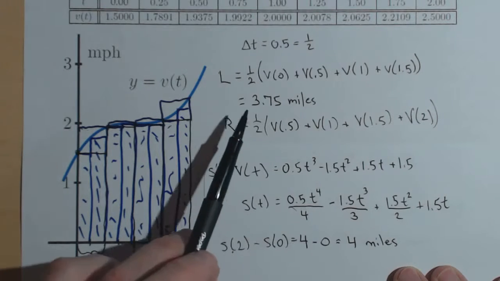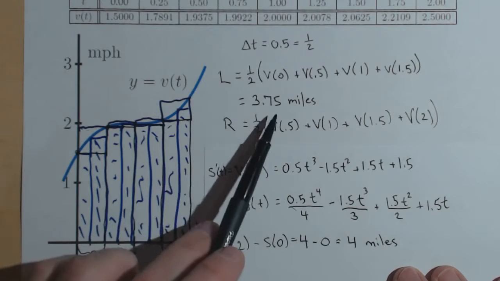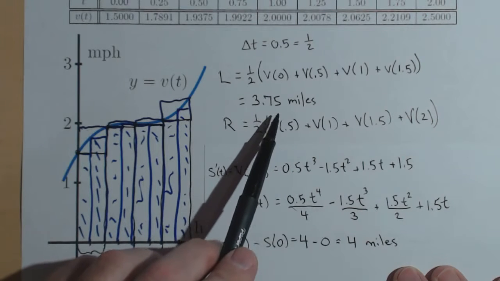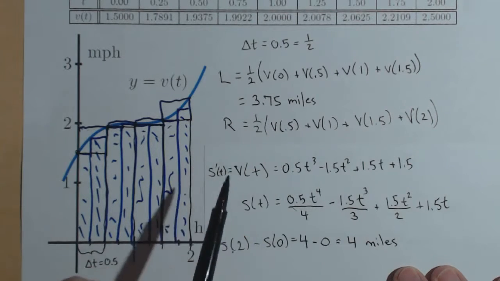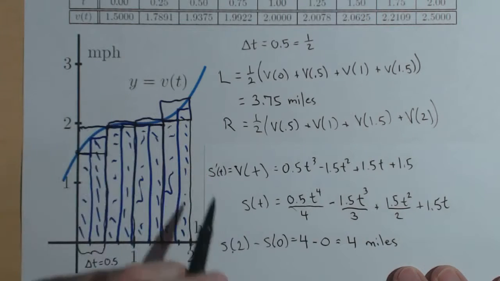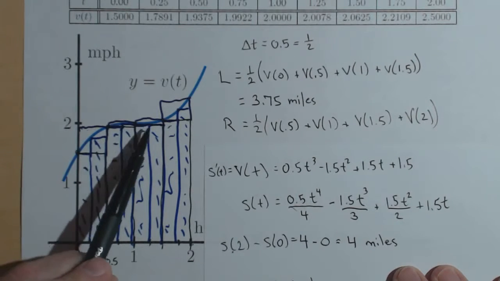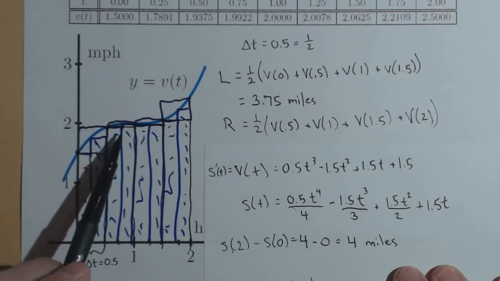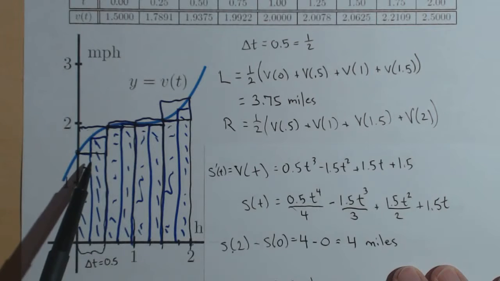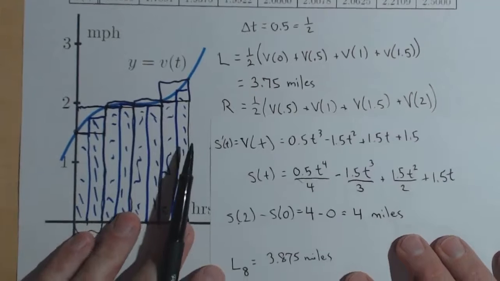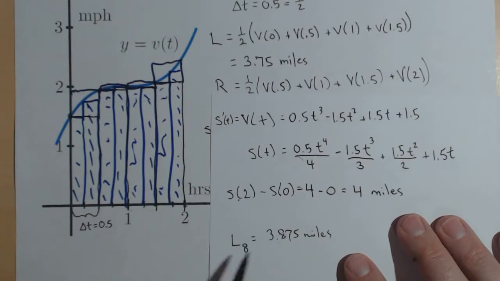Now if we compare that to our estimate, our left-hand rule with 4 rectangles came out to be 3.75 miles. And I don't think I ever gave the calculation for the left-hand rule with 8 rectangles. You would actually get 3.875 miles. Well, if we look at our graph, the left-hand rule is always going to sit underneath. So we were always going to get an underestimate. And notice that our number is getting higher at 8 rectangles.